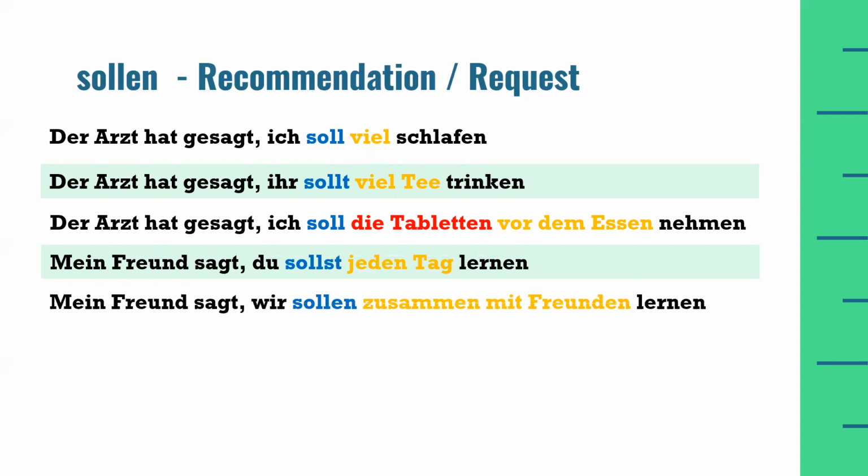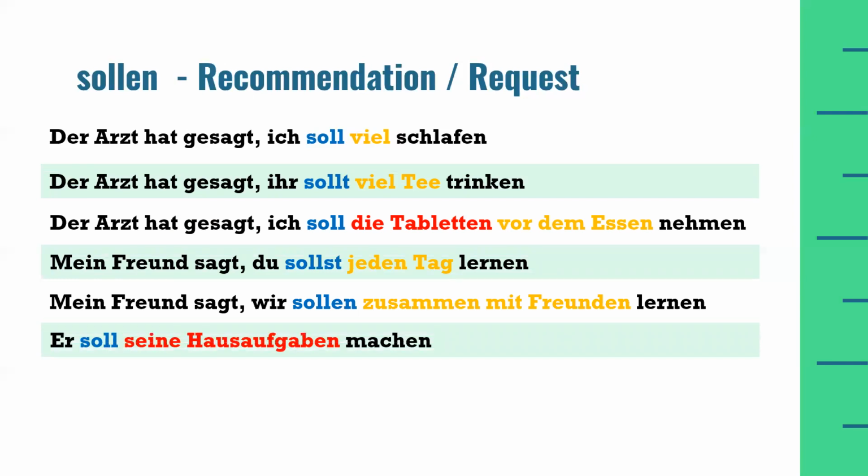Next example, mein Freund sagt, wir sollen zusammen mit Freunden lernen. My friend said, we should learn together with friends. Wir sollen, wir is the subject of the sentence, and for wir, sollen remains sollen, zusammen mit Freunden, and then in the last position, we are using the verb lernen in the infinitive form at the last position in the sentence.